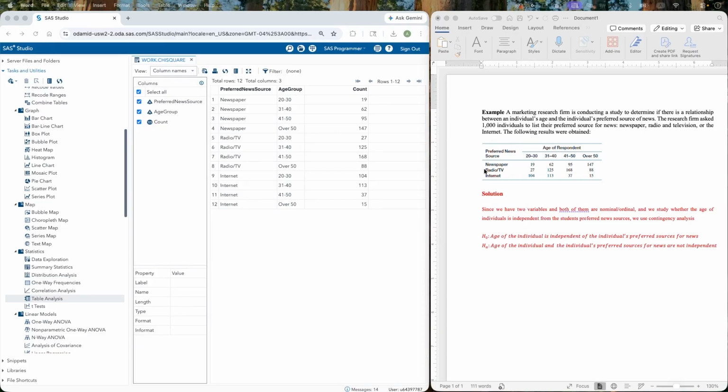They ask them a very simple question: what is your preferred news source? Simple. And they give them 3 options: newspaper, radio, or TV. So they just check one of them. And the second variable, so the first variable is categorical nominal.